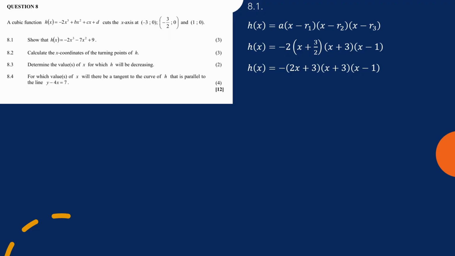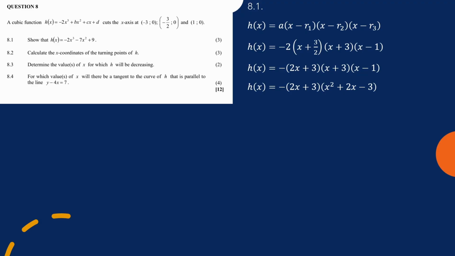Expanding that a little bit further, or putting it in a position where it will be easy for me to expand, I've multiplied the 2 into the x plus 3 over 2 so that I have 2x plus 3. I don't have any fractions. Now I can expand my function nicely. Starting the process of expanding, I first expanded the last two brackets. You can start with any two brackets. There doesn't have to be a form. You will arrive at the very same answer.